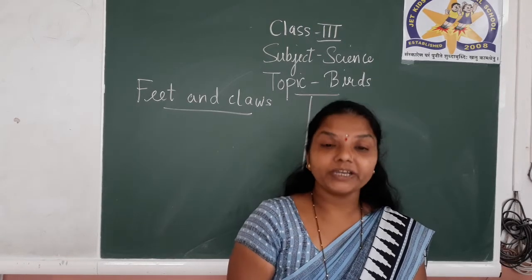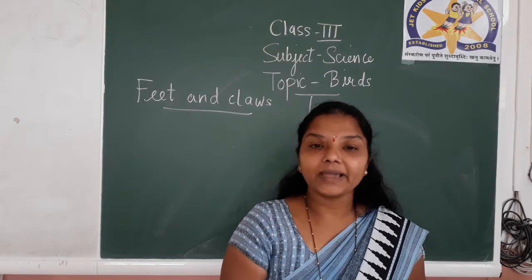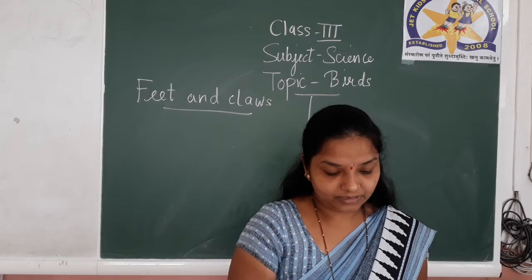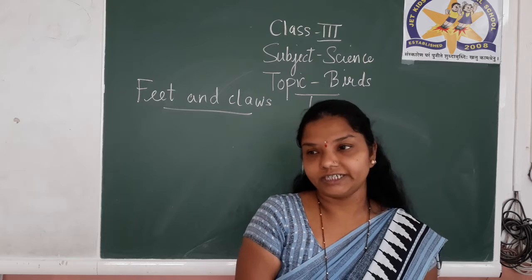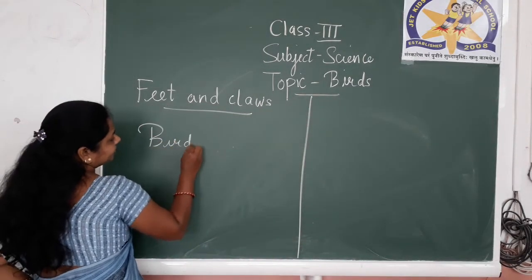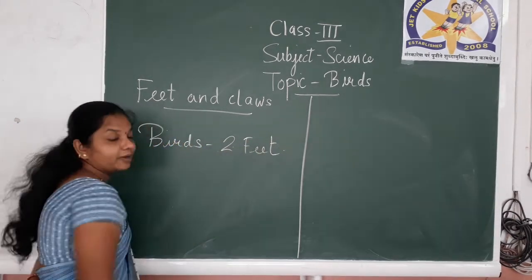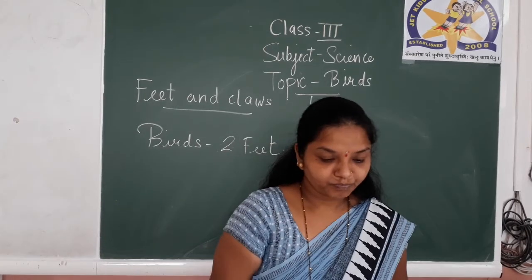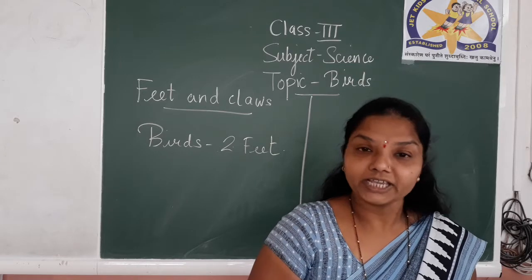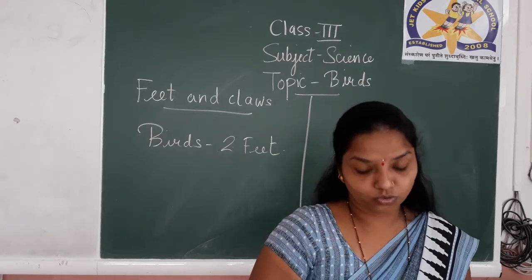So students, open your page number 39. I'll read the paragraph, you just listen carefully. Feet and claws. Birds have 2 feet. Remember, birds have 2 feet. Each foot has 3 or 4 toes.